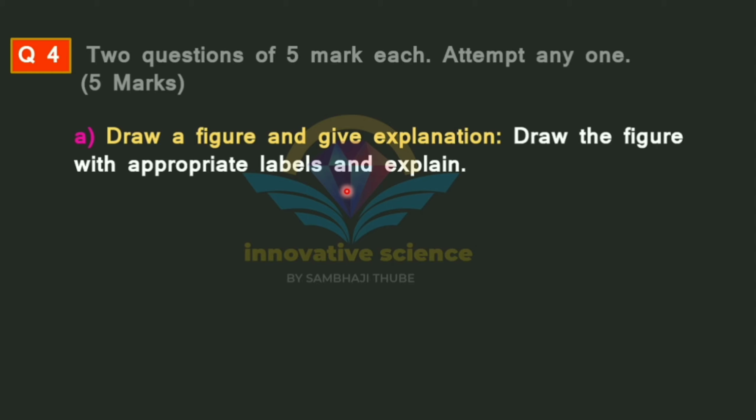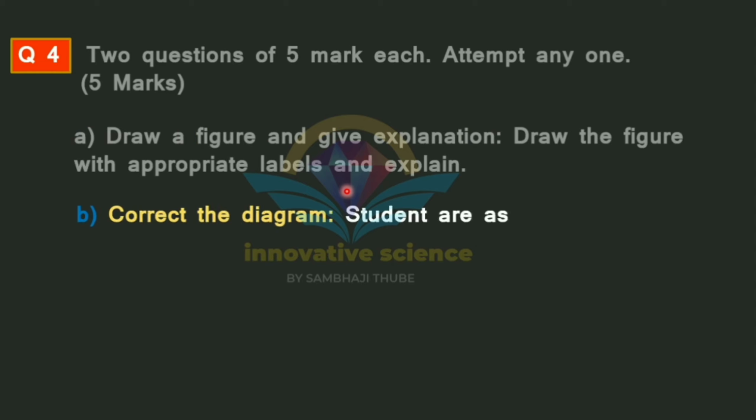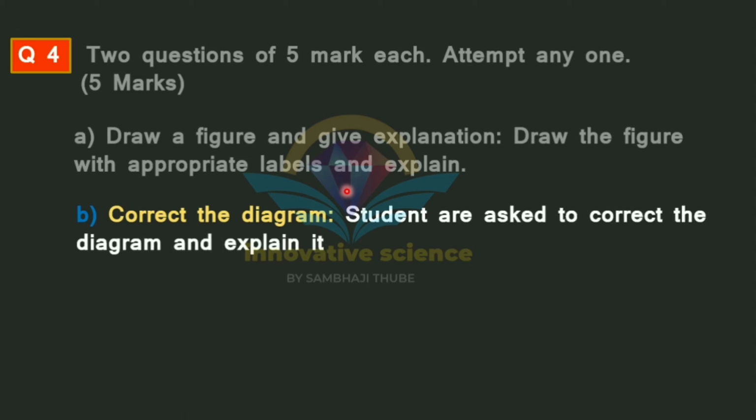Then the next type of question is correct the diagram. In the paper there will be an incorrect diagram. You have to draw a correct diagram on your answer sheet, and you have to give a proper explanation for that.